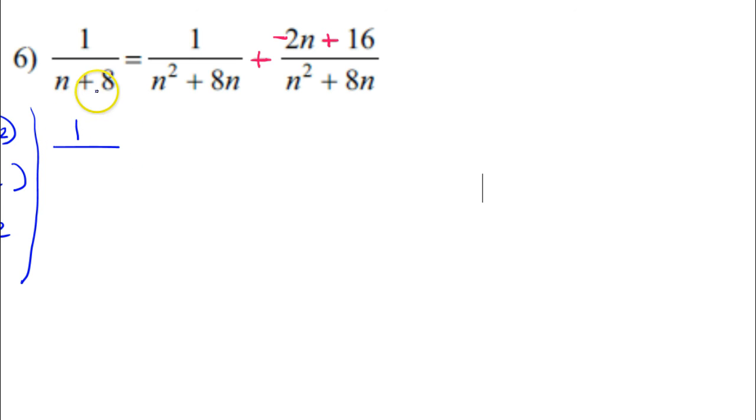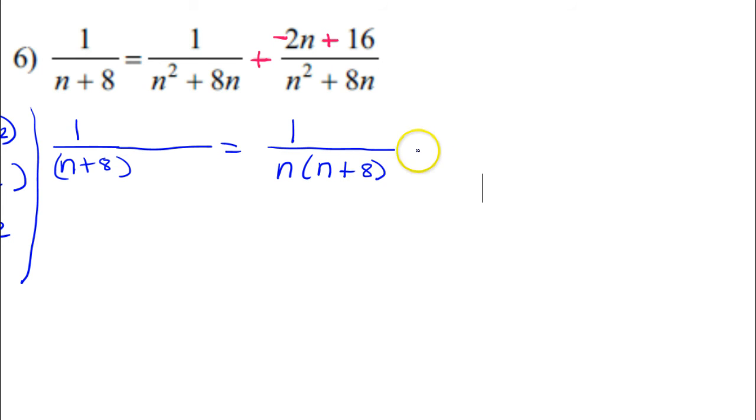So let's do some factoring here, because really I want to make the denominators be the same, but I need to see what I'm dealing with. Okay, so GCF, I see a common factor of n, so that's going to leave n times n plus 8. And this is the same thing.